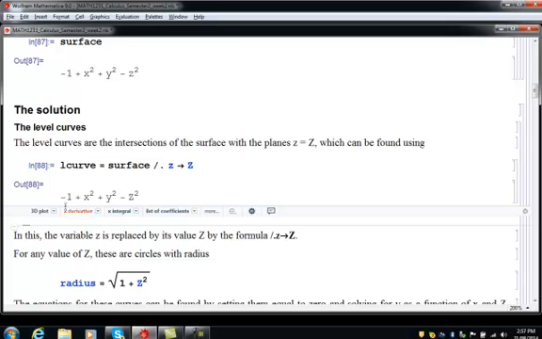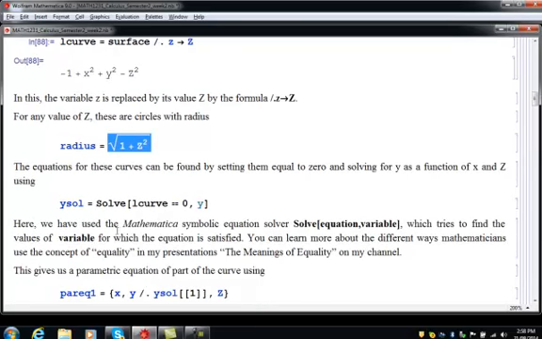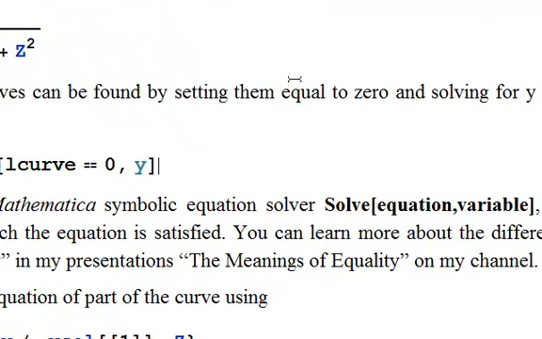If we move the -1 and the z squared onto the other side of the equation, we can see that the equation of the level surface is the equation of a circle with radius the square root of 1 plus z squared. So we can get an equation for these curves by setting them equal to 0 and solving for y as a function of x and z. And we can do that using this. Well, we better set the radius, otherwise it won't work.